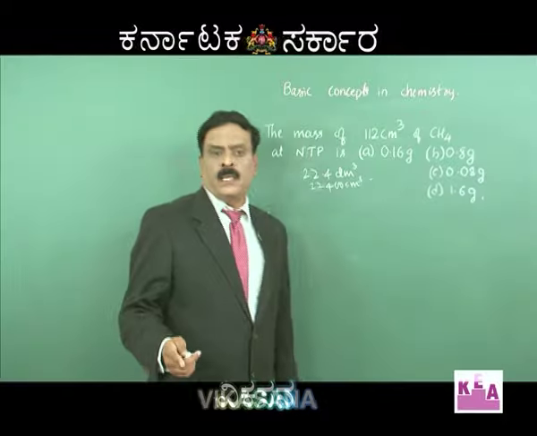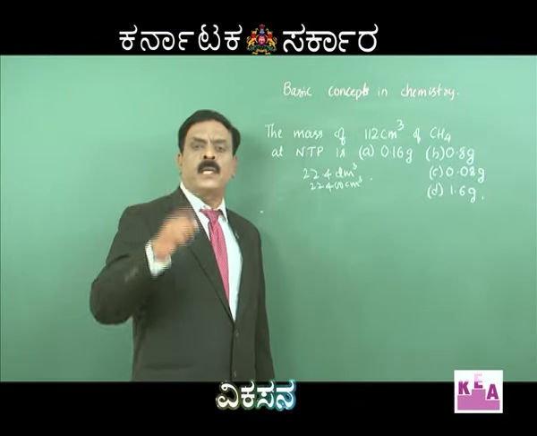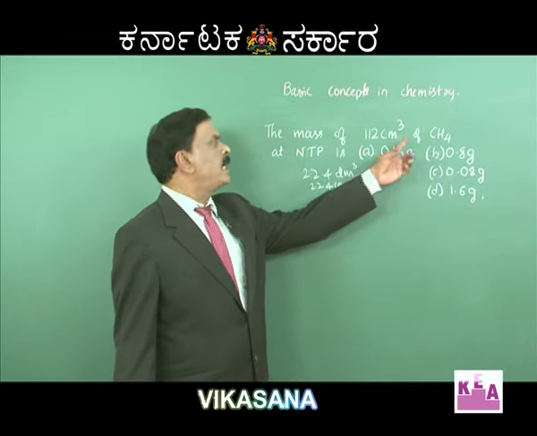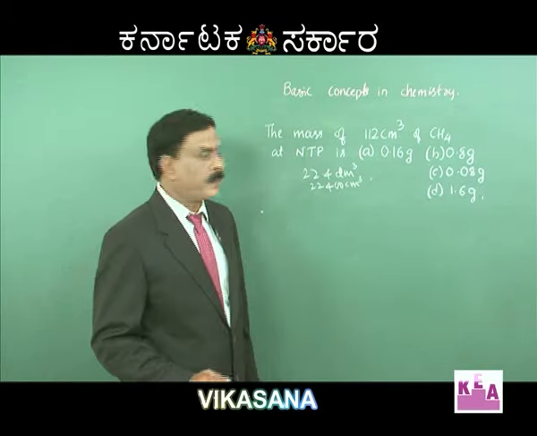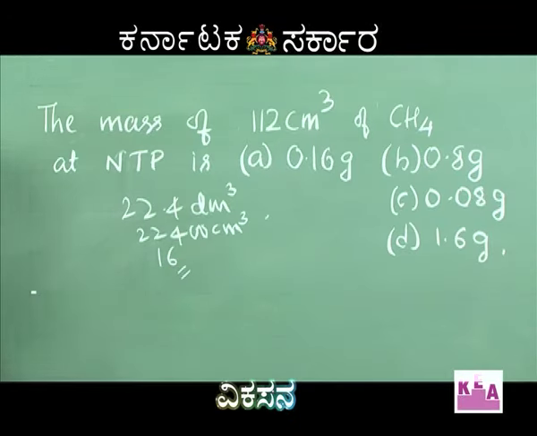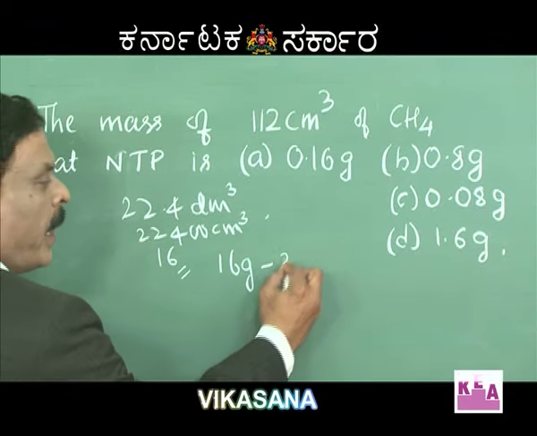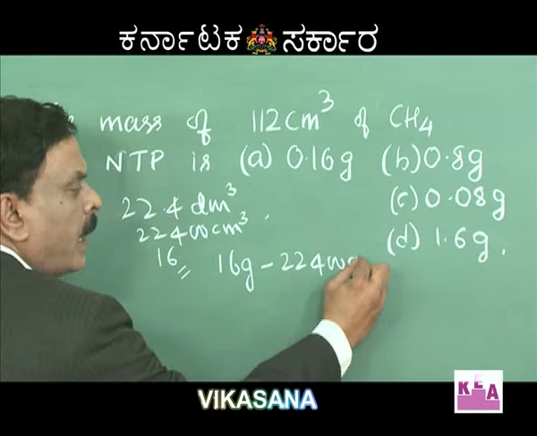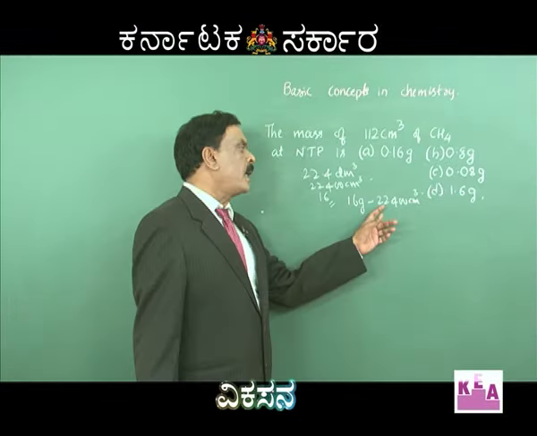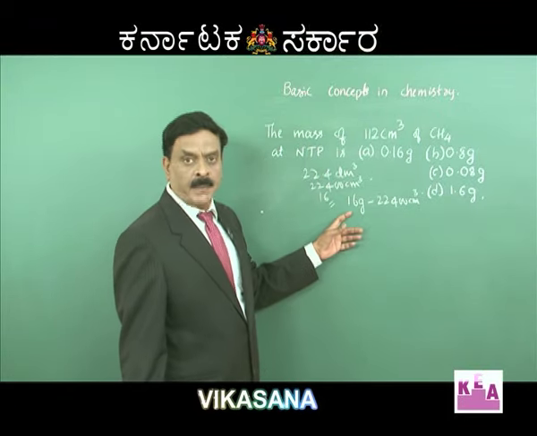And we also know that 1 gram mole of a substance is nothing but the molecular mass of the substance expressed in grams. The substance here under consideration is methane. The molecular mass of methane is 16. 16 grams of methane at NTP occupies 22,400 cm cube. In other words, 22,400 cm cube of methane at NTP weighs 16 grams.